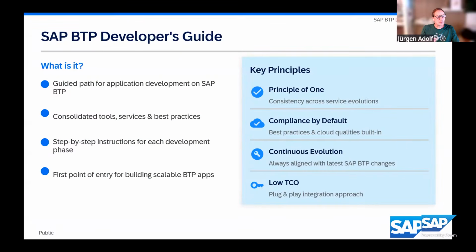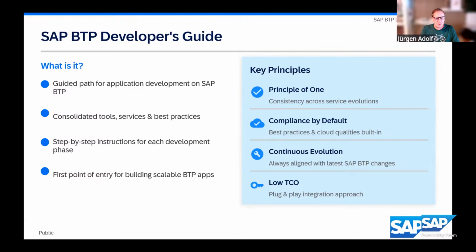It's the developer's guide. You can call it your guided path for building applications on BTP securely, efficiently, and in line with SAP's best practices. On the left, on this slide, you see the 4 core characteristics of the guide. It gives you a guided path, consolidates tools and services, provides step-by-step instructions for each phase, and is the first point of entry for scalable BTP app development.